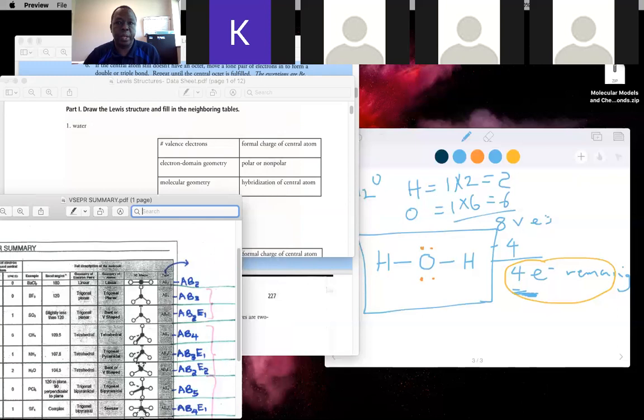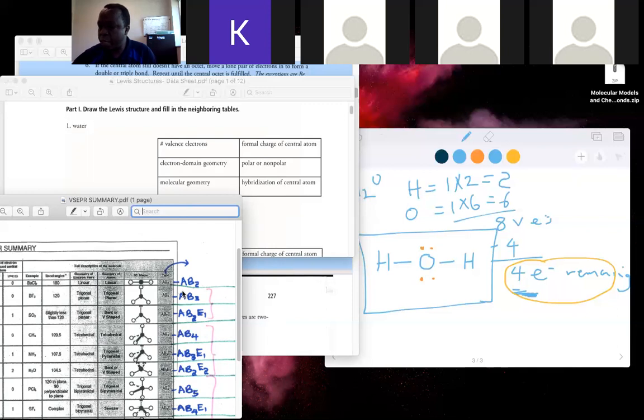First of all, the number of valence electrons for H2O, we end up with 8. So I'm just going to put 8 here. Electron domain geometry and molecular geometry. You will use this table to write the general configuration for your molecule using the central atom. This is the central atom.